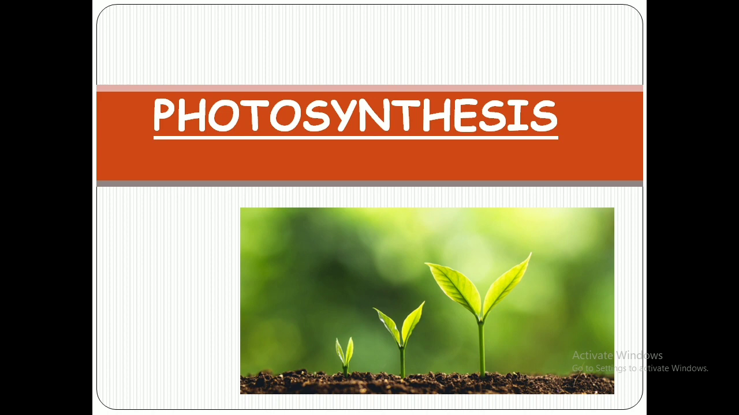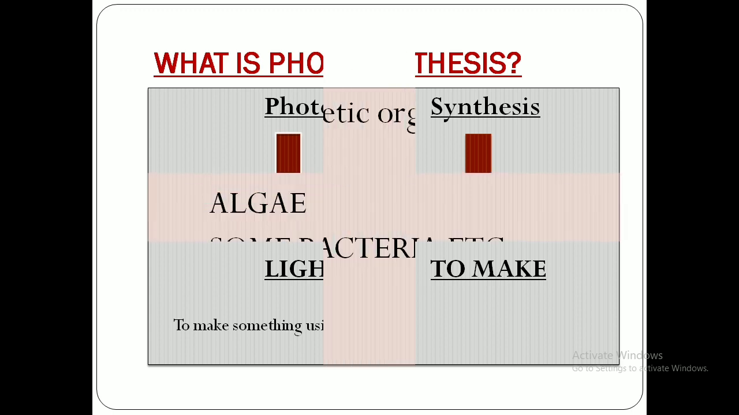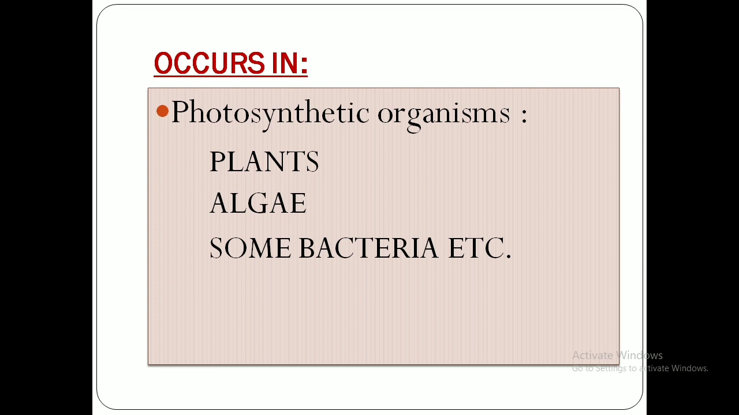So first of all, let us understand what photosynthesis is all about. Let's break the term into two parts, photo plus synthesis. Photo means light and synthesis means to make. So we are making something using light. What we are making, we'll understand in a bit. Let's move forward. Photosynthesis occurs in photosynthetic organisms such as plants, algae, and some bacteria.